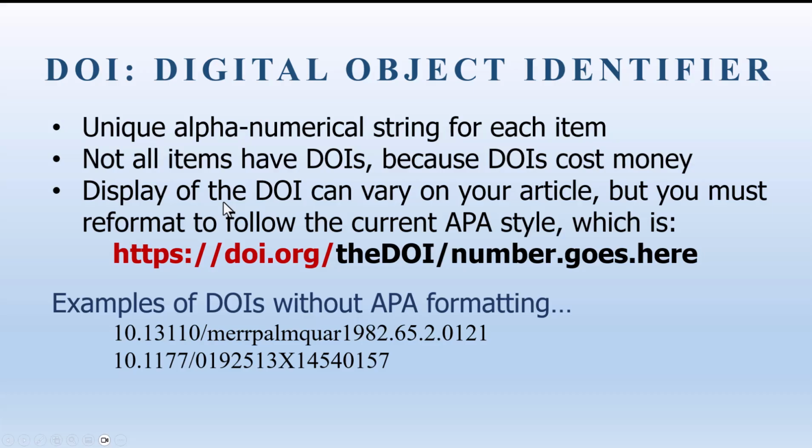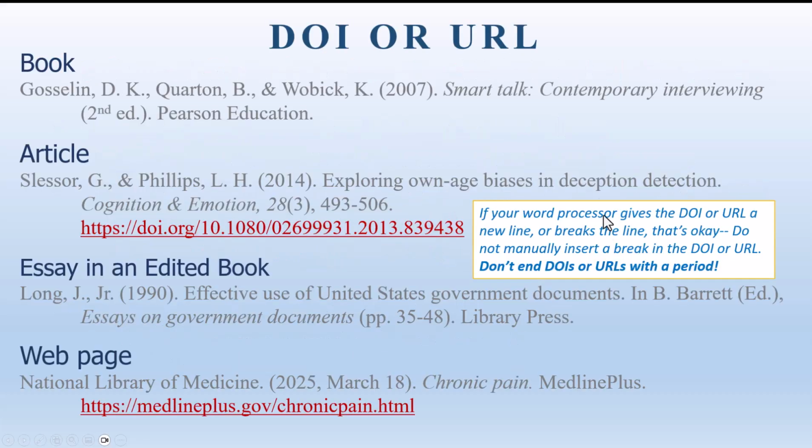So the display of the DOI can look slightly different when you're just looking at the article, but when you put it in your citation list, it must follow this format. You put this stem on it, this web address with doi.org and a slash, and after that slash, you paste whatever the DOI is.